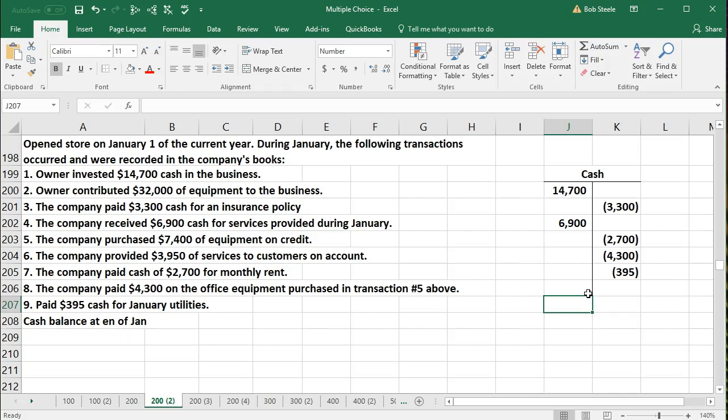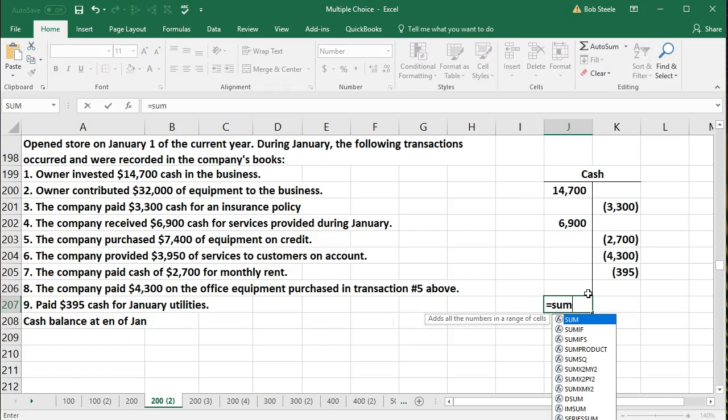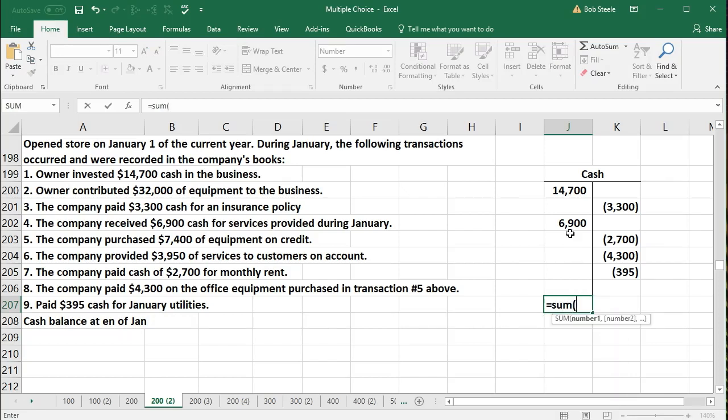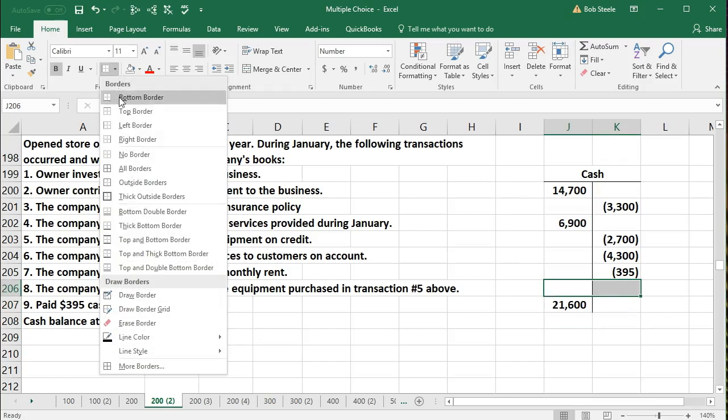debits and sum up the credits and then subtract them. And the debits should be winning, it being a cash account. So I'm just going to add these up this way. We could do this in a calculator, but I'm going to say the 14,700 plus the 6,900 is going to give us 21,600. I'm going to go ahead and underline this here.